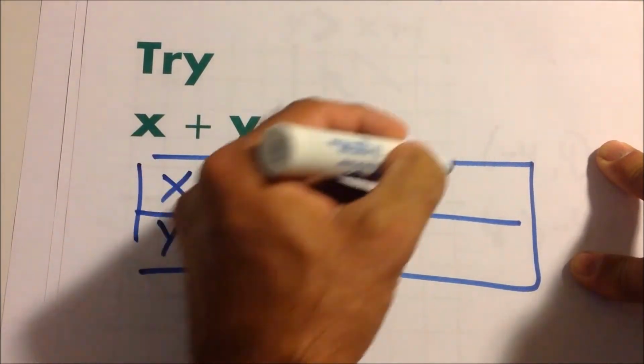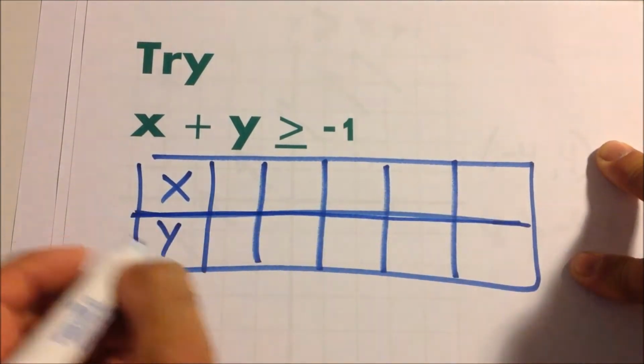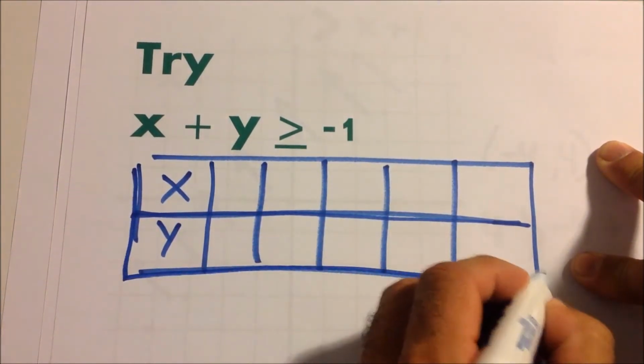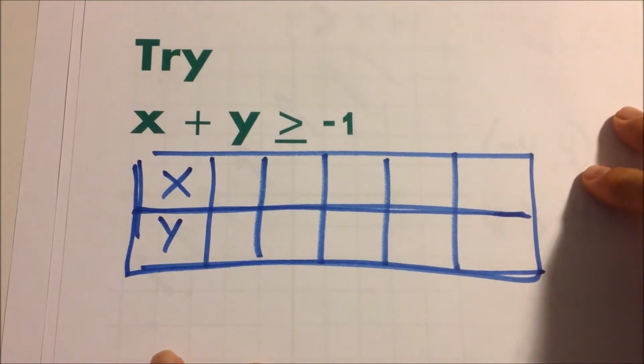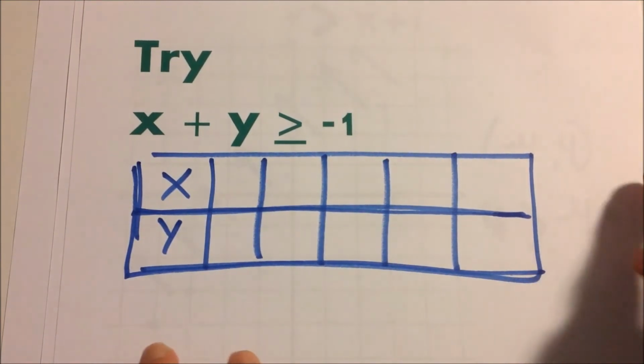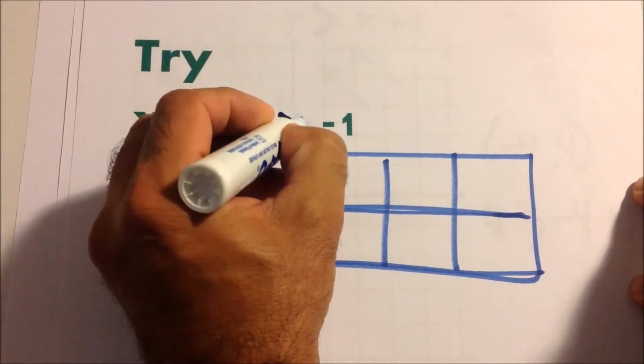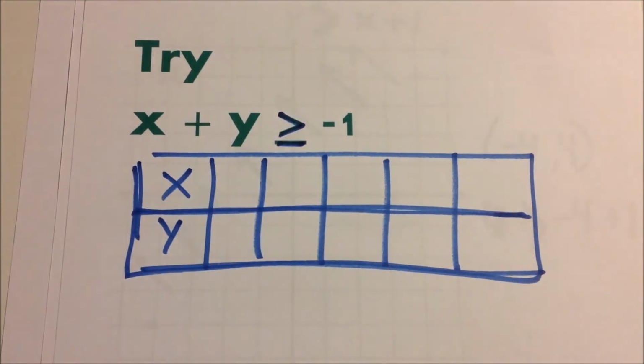Put any numbers you want. Usually you should start with some small numbers to fit on your grid. Plot it. And then put in some test points and see which side of the boundary line they belong to. Now first ask yourself, is this going to be a solid line or a dotted line?